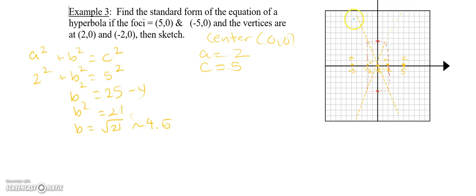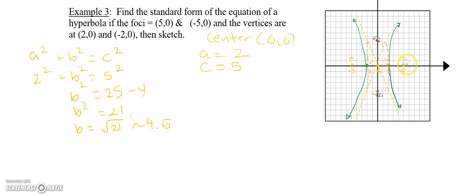And I can draw in my hyperbola branches now. So my hyperbola gets close to my asymptotes and it touches the vertex on either side. Okay, now that I've done my graph, I'm going to verify that I've labeled everything.